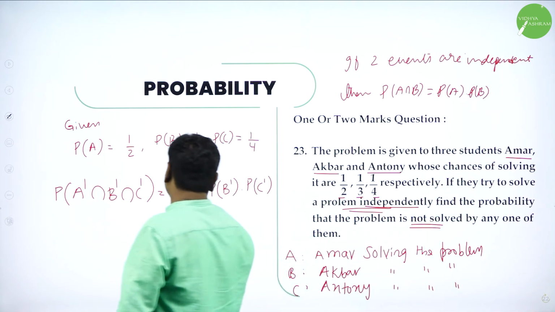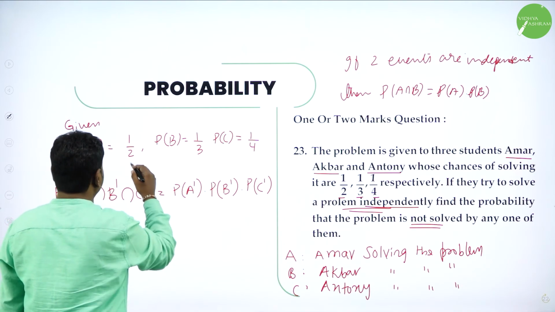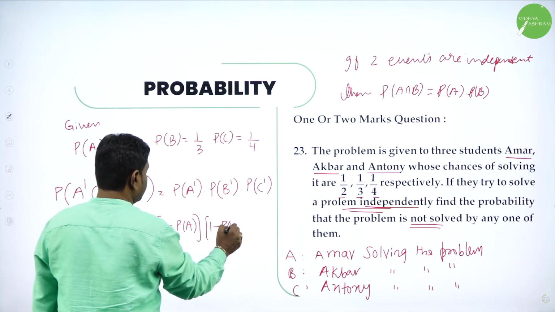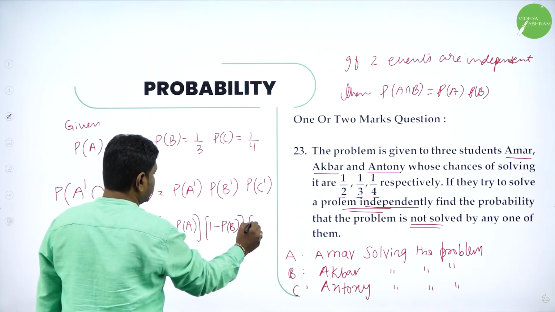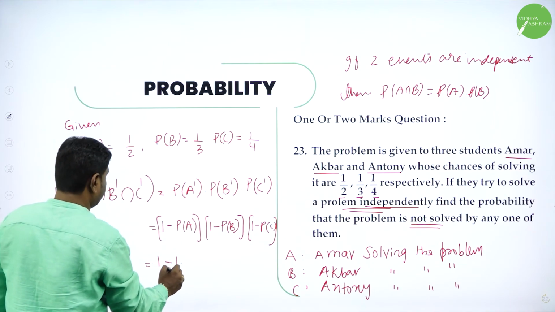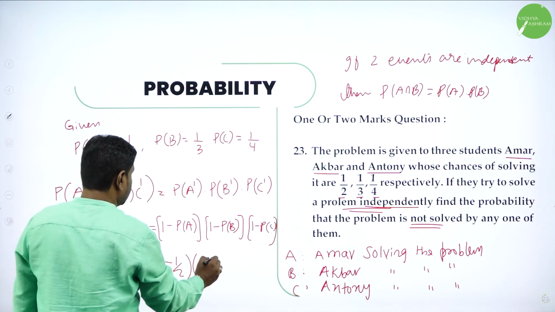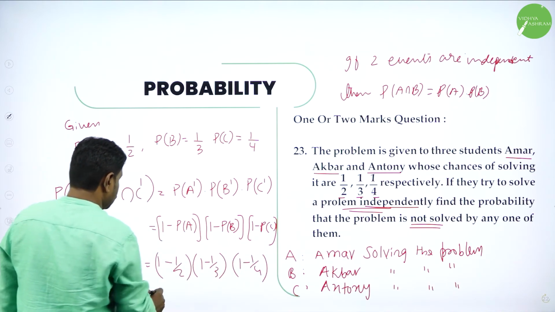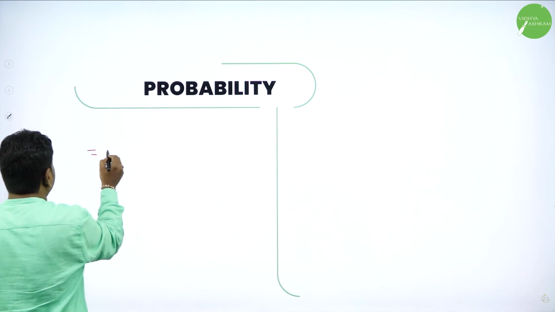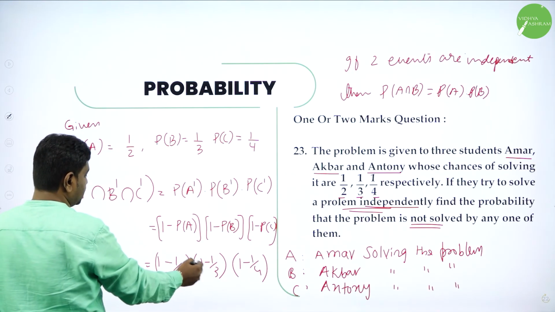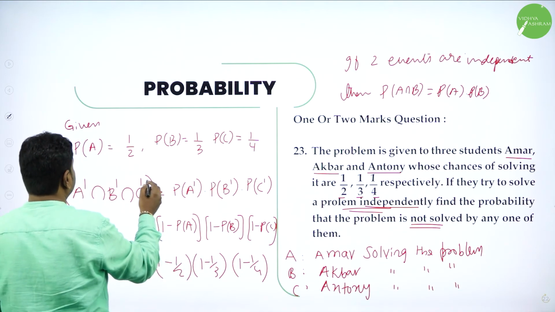So now, what is meant by P of A dash? 1 minus P of A, into P of B dash, 1 minus P of B, into P of C dash, 1 minus P of C. That is 1 minus half into 1 minus 1 by 3 into 1 minus 1 by 4. So what is 1 minus 1 by 2? 1 minus half is half. And 1 minus 1 by 3: 3 ones are 3, 3 minus 1, 2 by 3.